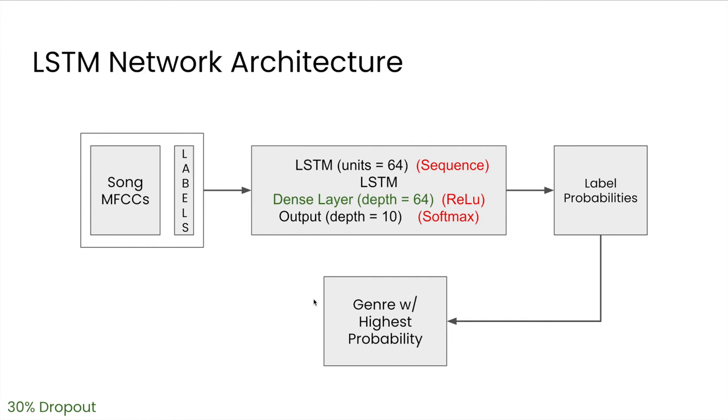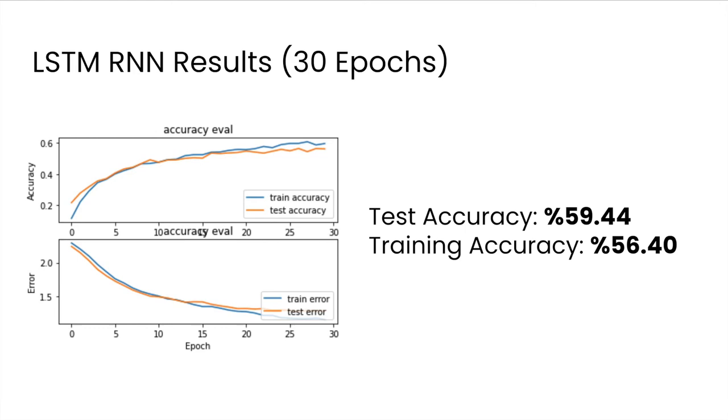All right, so after just 30 epochs, which is about a third of the number of epochs we've been doing before, we get 59% test accuracy and 56% training accuracy, which is really good considering that the number of epochs we've done is much lower. And you can see how increasing the number of data points, or also increasing the number of epochs, would really benefit this, and how this is super promising. So that's pretty much the end with regards to genre classification.